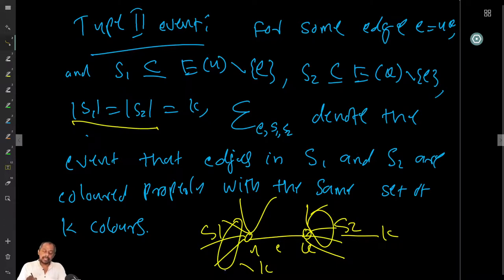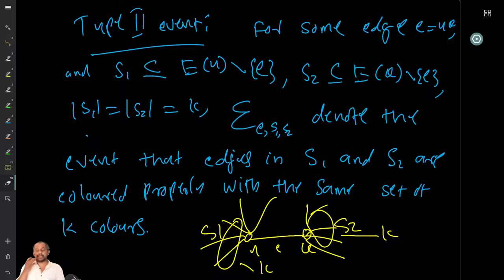So there are K edges here, colored properly with a set of K colors, say the colors C1, C2, up to CK, and that same set of colors appears on these edges also. This can happen in a random coloring. So for two subsets of size K, this happens. This is a type 2 event.